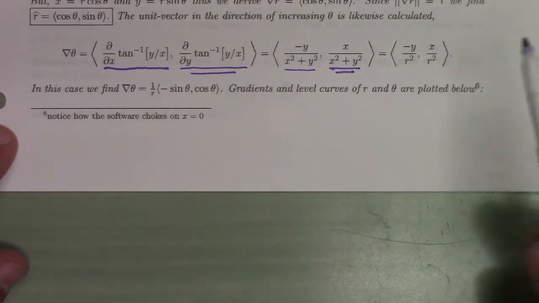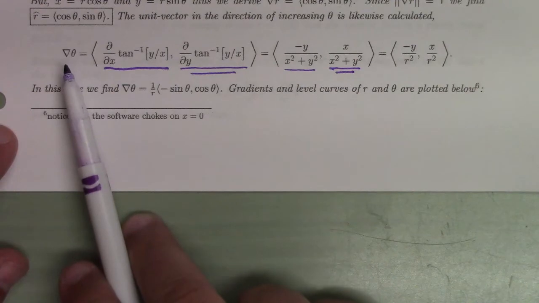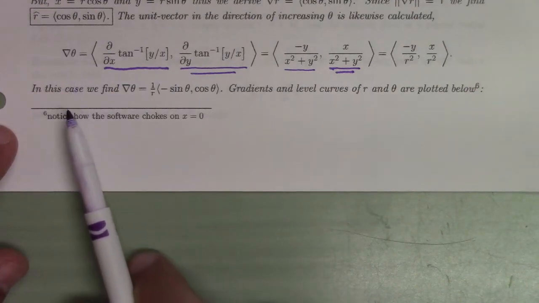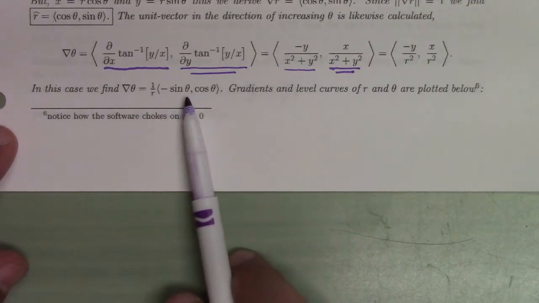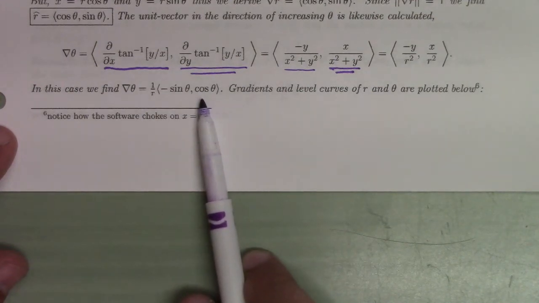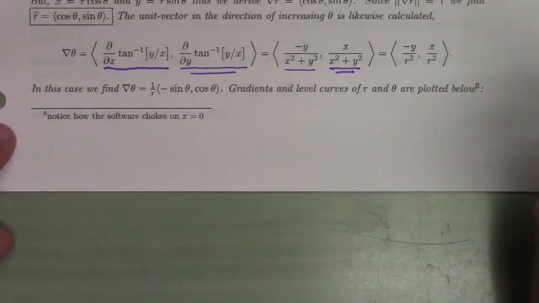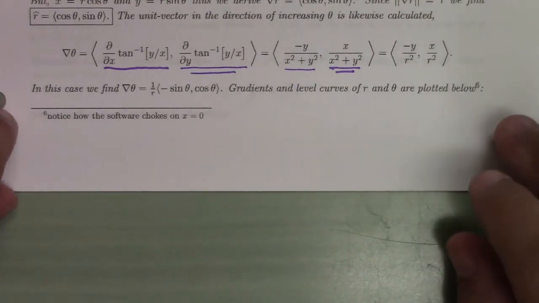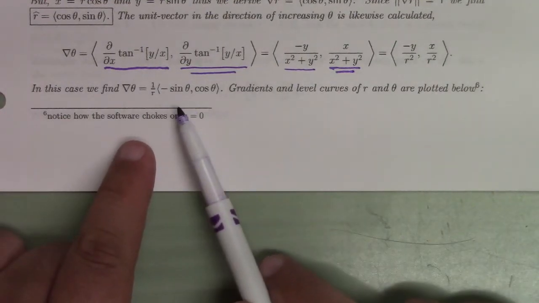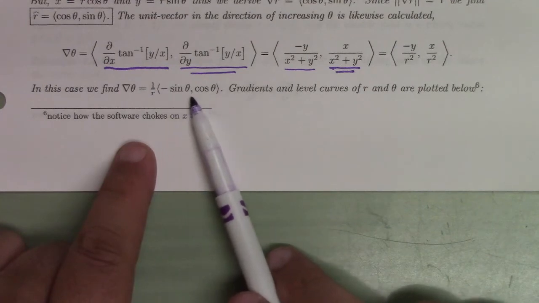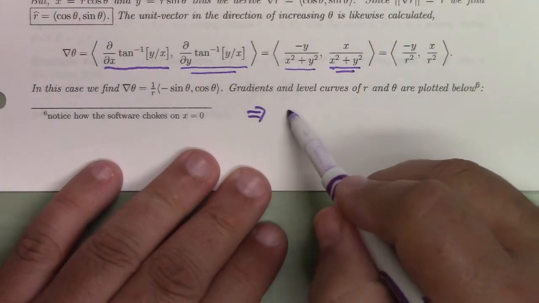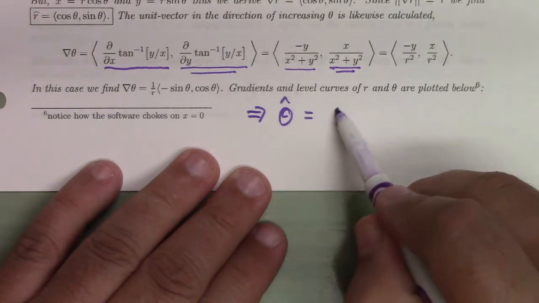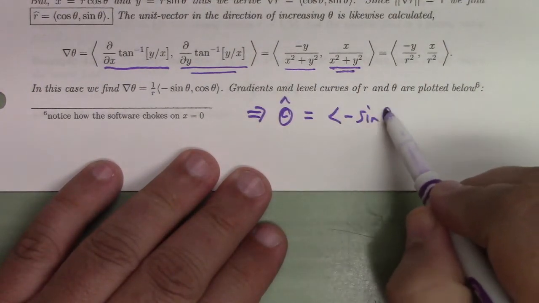But when we calculate the length of the gradient of the standard angle function, we actually end up with 1 over r for that length, because notice that minus sine theta cosine theta is a unit vector. So the length of gradient theta is 1 over r. And so to find theta hat, we divide by 1 over r, and we're just left again with theta hat equals minus sine theta cosine theta.